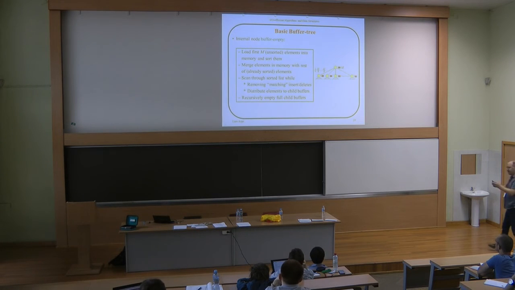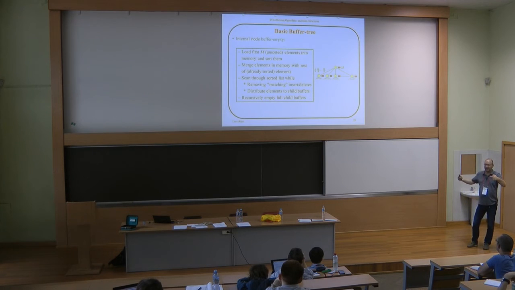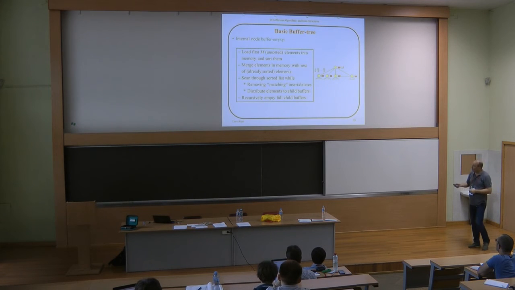So now I have a list of sorted elements, right? Those I just run through, I scan through them, and I remove matching insertions and deletions. That's this thing. If I have an insert of an element and a delete of the same element, and the timestamps match, right? The insert happened before the delete, then poof, they disappear. That's how I actually do deletes. When an insert meets a delete, they die. So that I do here.